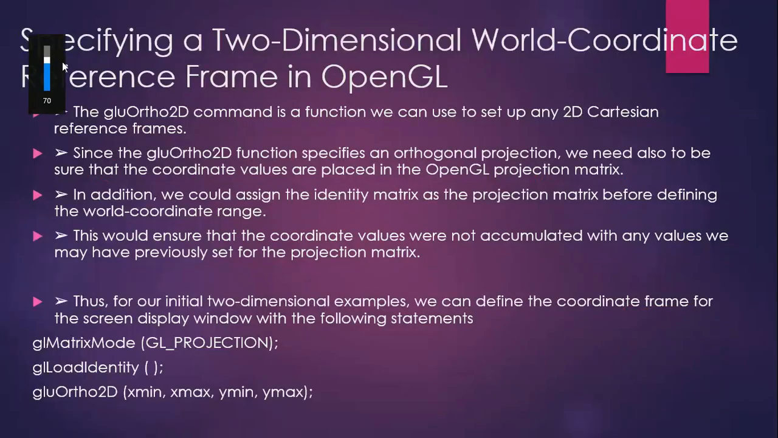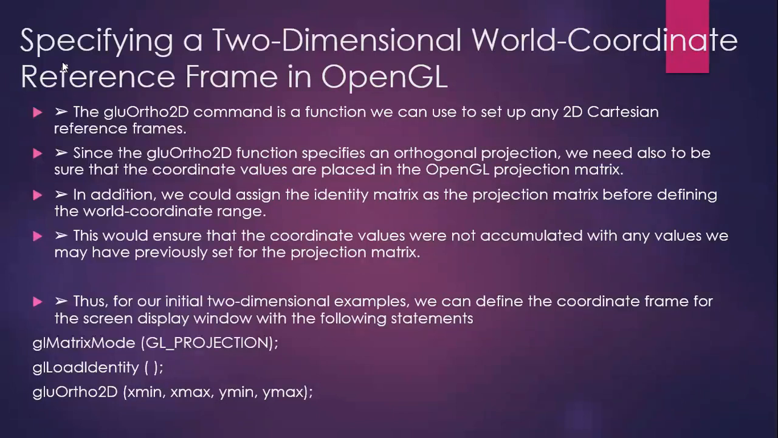Now let us see how to specify a two-dimensional world coordinate reference frame in OpenGL. In this topic, we'll be studying how to specify a two-dimensional world coordinate. You know what a world coordinate is. If you have an object, you initially specify the world coordinates for the object, and later you represent the world coordinates in terms of screen coordinates, to display it on the screen.